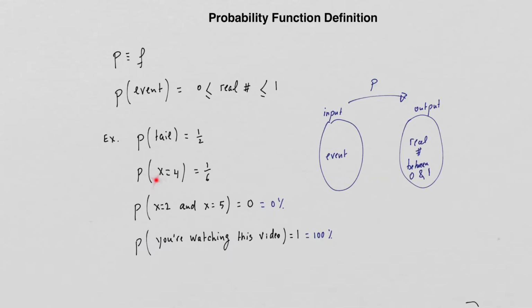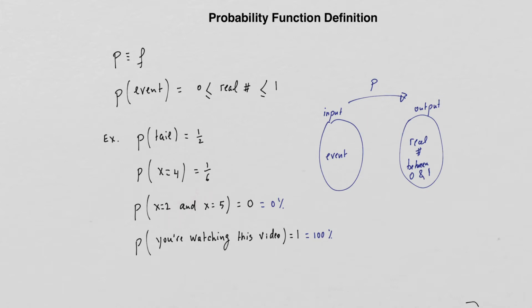So the probability of getting a 4 is 1/6. What's the probability of rolling a 2 and a 5? Notice here, it's not an or. And notice that this is an event: you roll a 2 and you roll a 5. Well, clearly you cannot get a 2 and a 5 at the same time when you roll a die once. So that probability is 0, or 0%.